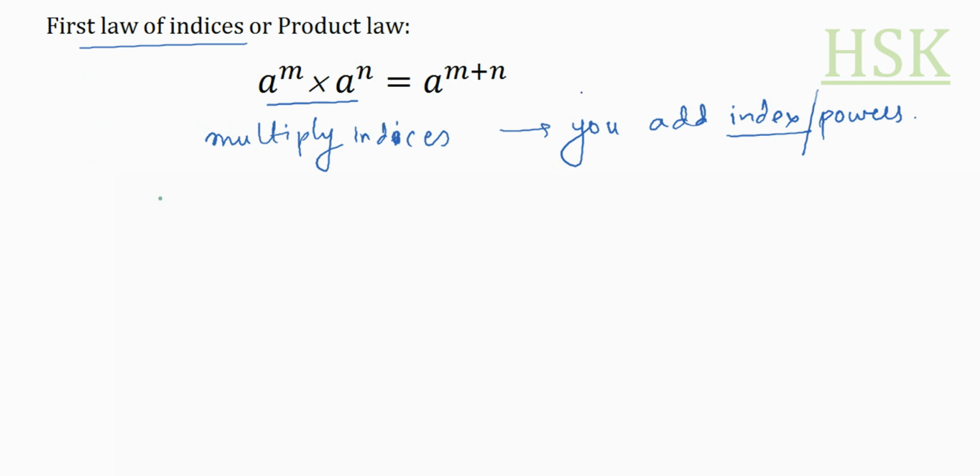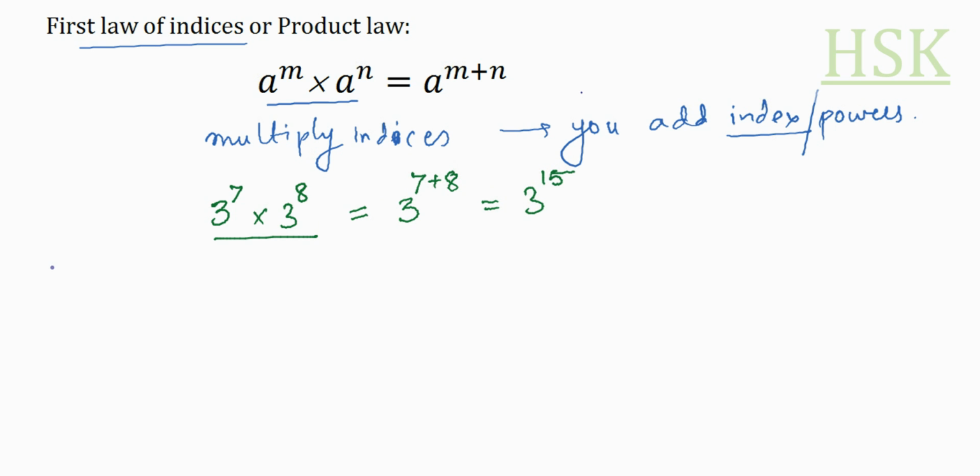Now suppose that we have to multiply 3 to the power of 7 and 3 to the power of 8. Then applying the laws of indices for multiplication, the product law or first law of indices, this will be equal to 3 to the power of 7 plus 8, or 3 to the power of 15.